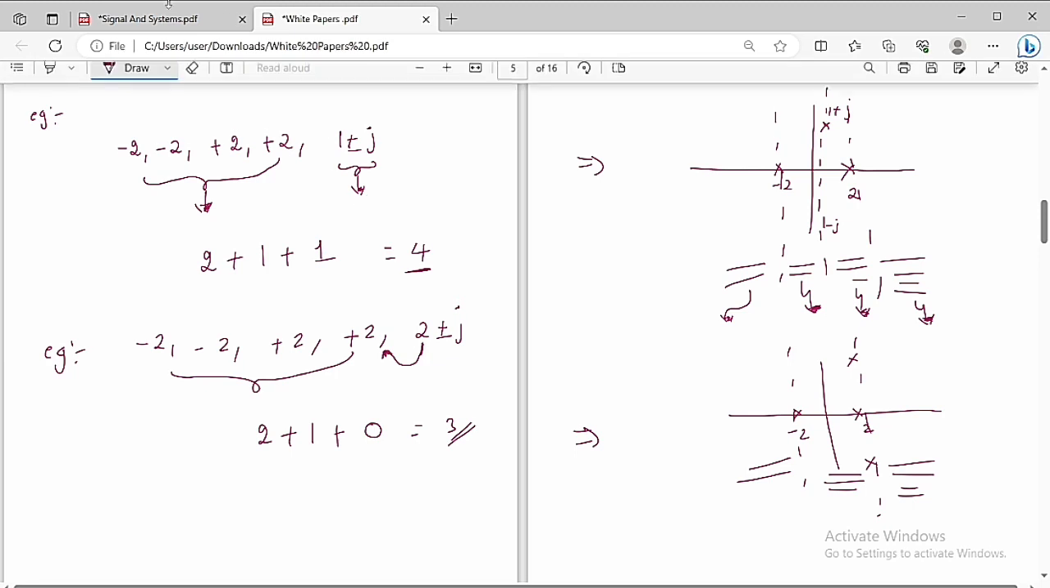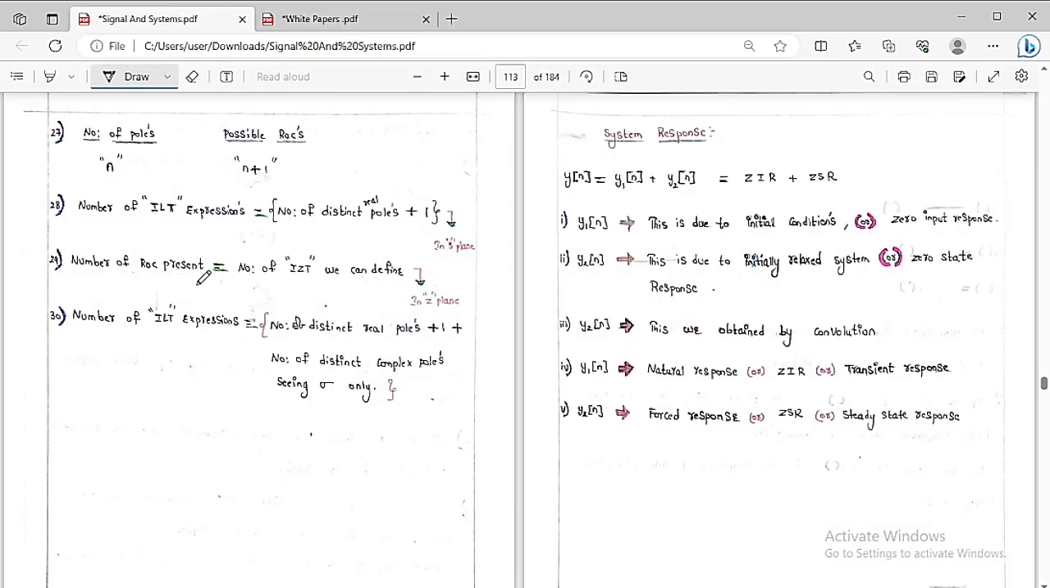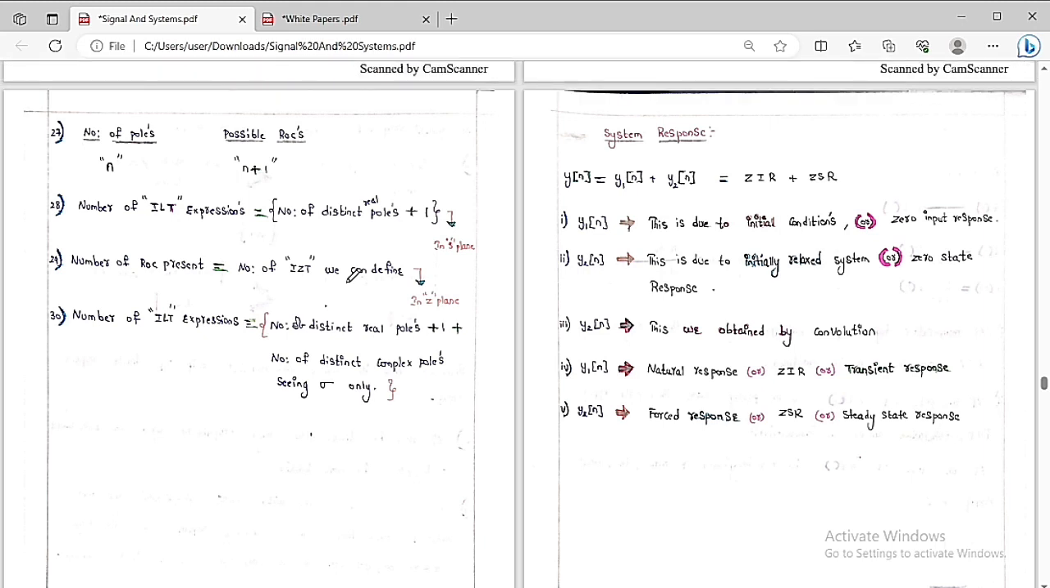So therefore, we can say that the number of ROCs present is equal to the number of inverse Z transforms we can define, or also the number of inverse Laplace transforms we can define. So the number of ROCs is nothing but the number of ILT or IZT expressions. So let me write here. The number of ROCs is equal to the number of inverse Laplace transform expressions or the number of inverse Z transform expressions.